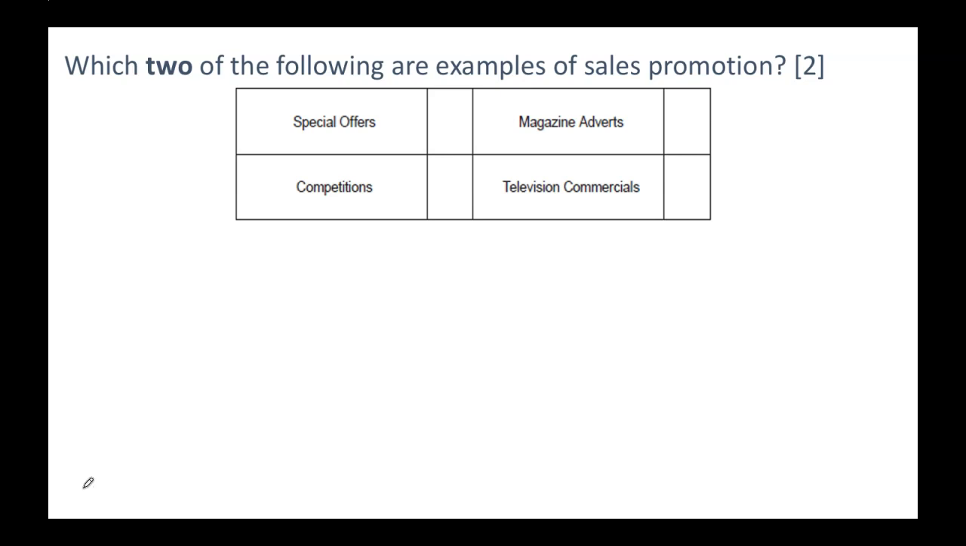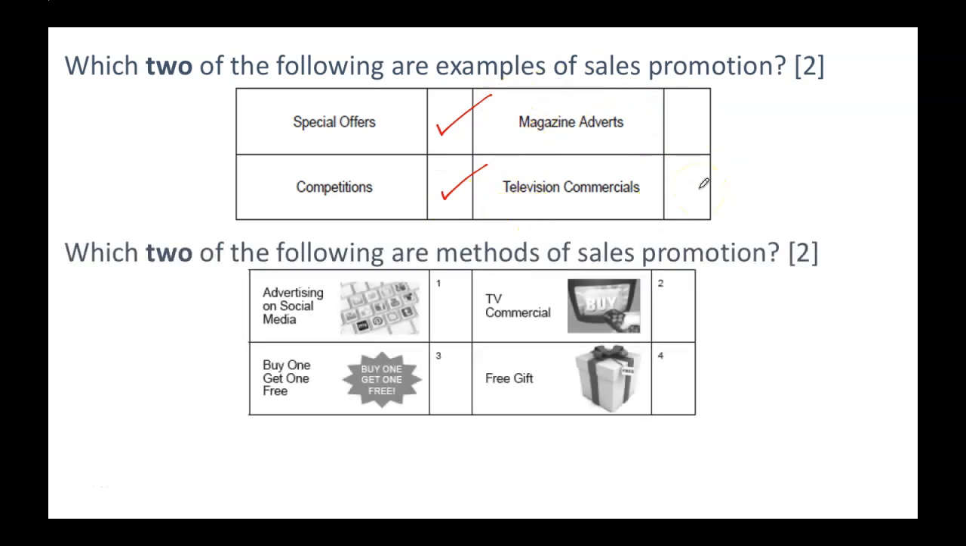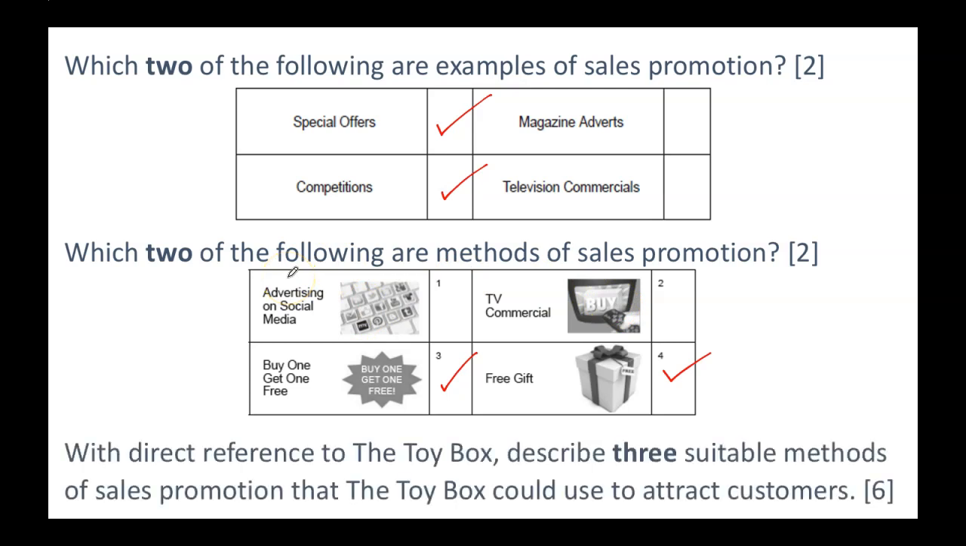So, past paper questions. Which 2 are following examples of sales promotion? So, just said before, special offers and competitions, because these 2 are mass media. Another one that's quite similar, buy one, get one free, free gift, because these 2 at the top are mass media.